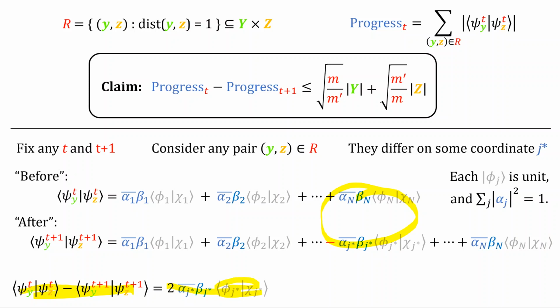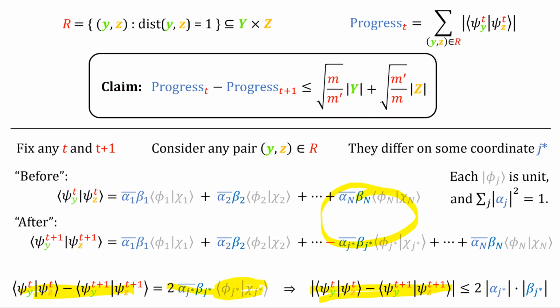And we want to upper bound this, so we're going to take the magnitude of both sides. So this is the magnitude of the difference. For this mystery phi and chi, we can't really say much about them except that they're unit vectors. So the magnitude of their inner product is at most 1. So we'll just delete that. And then we get the magnitude of the rest, which is 2 times the magnitude of alpha j star times the magnitude of beta j star. So finally, that's the upper bound that we get on the difference between these two inner products. It's 2 times the product of the magnitudes of these two amplitudes, the j star amplitudes.